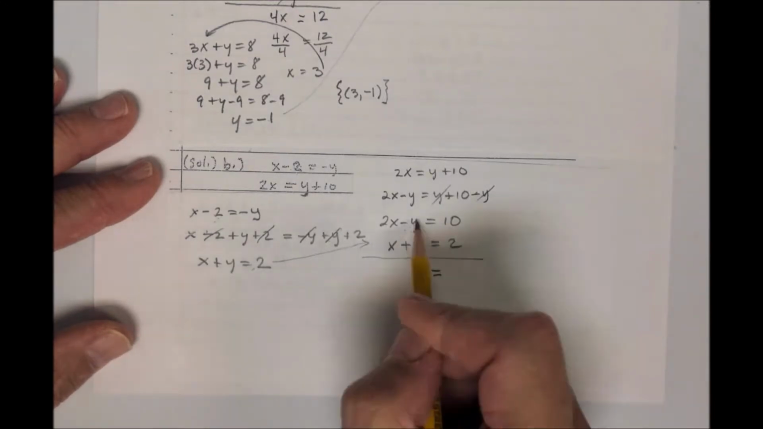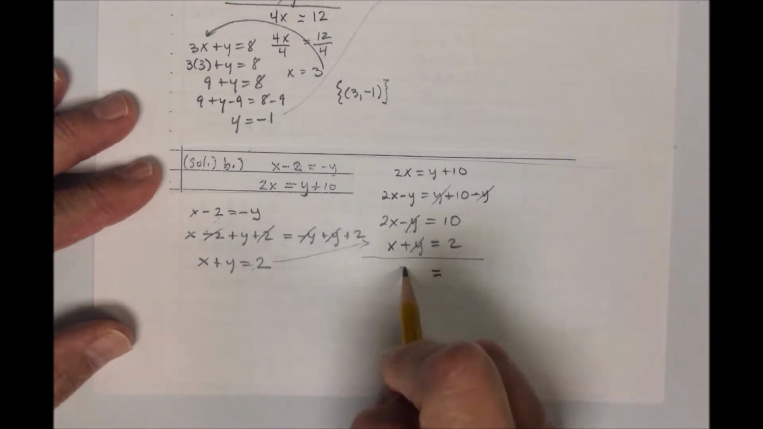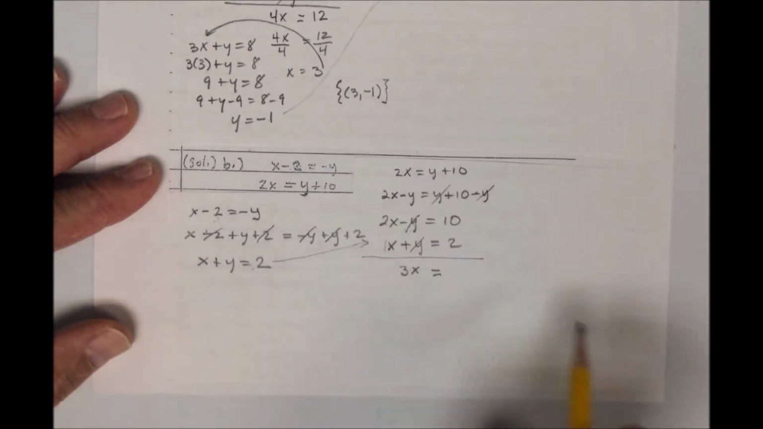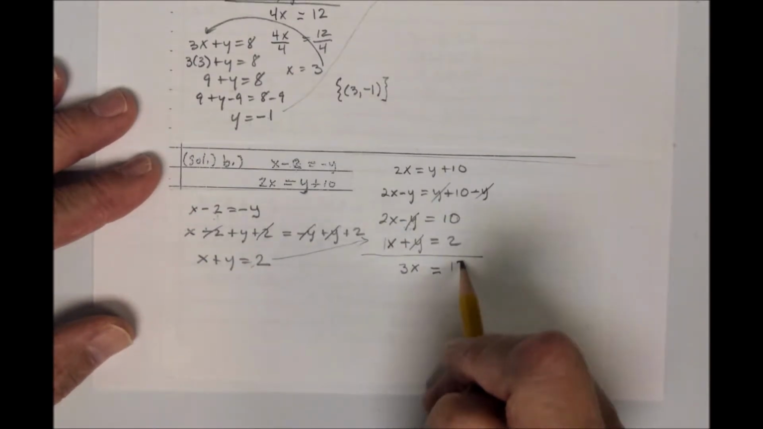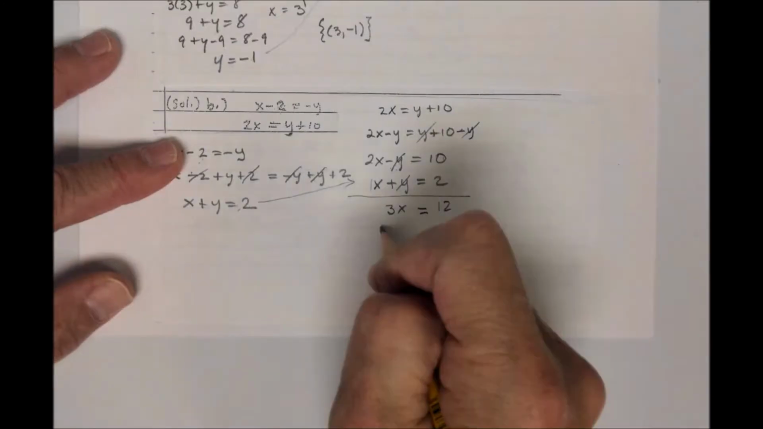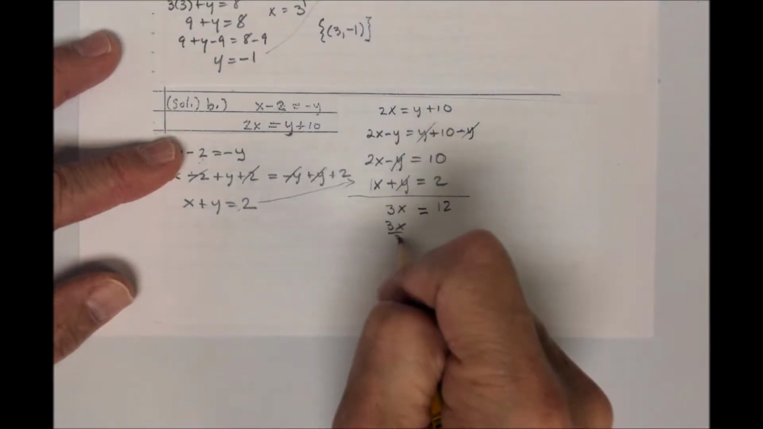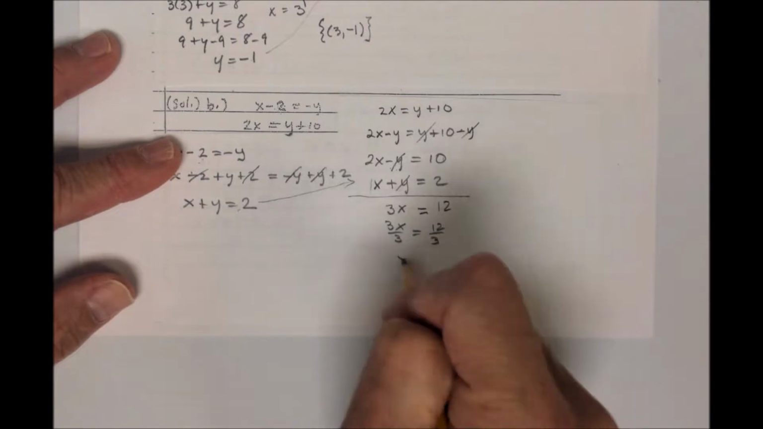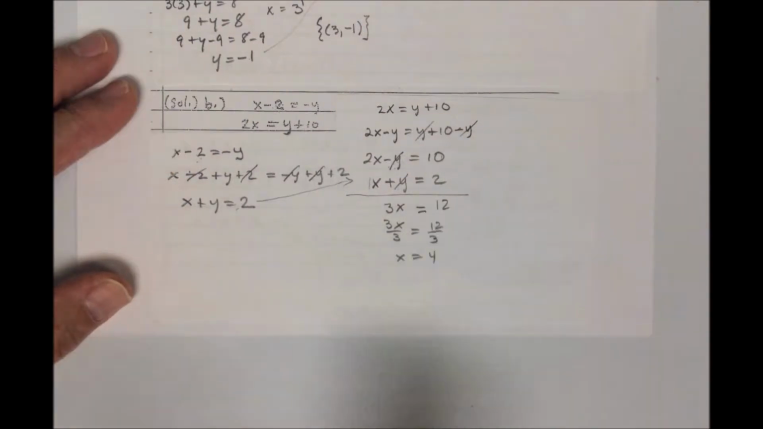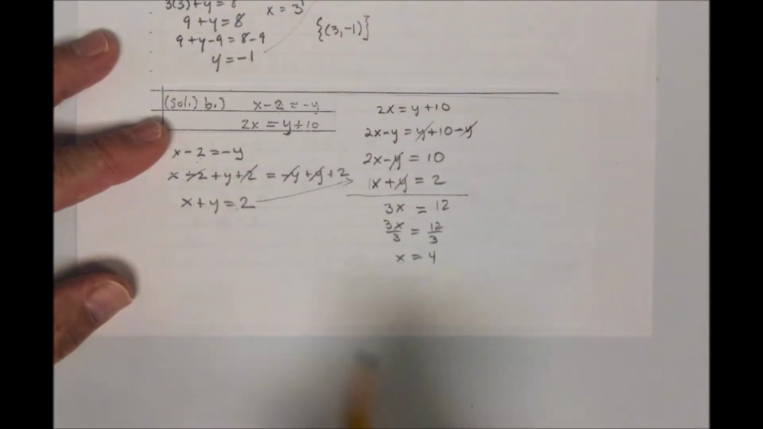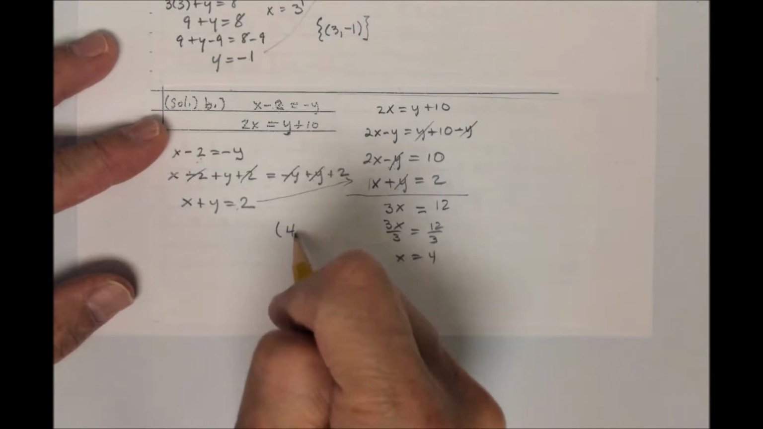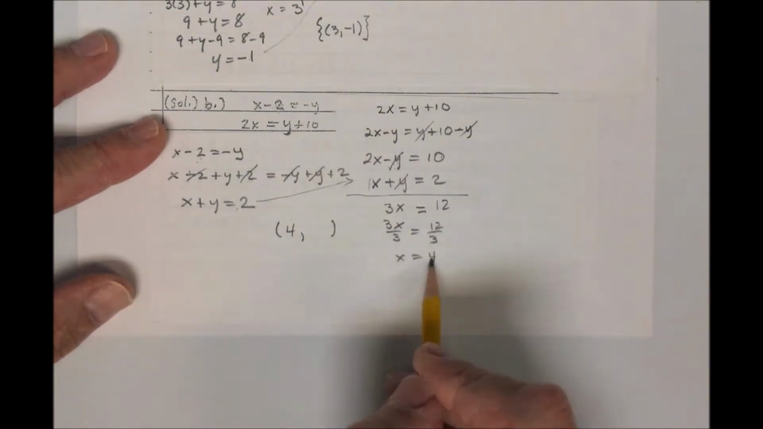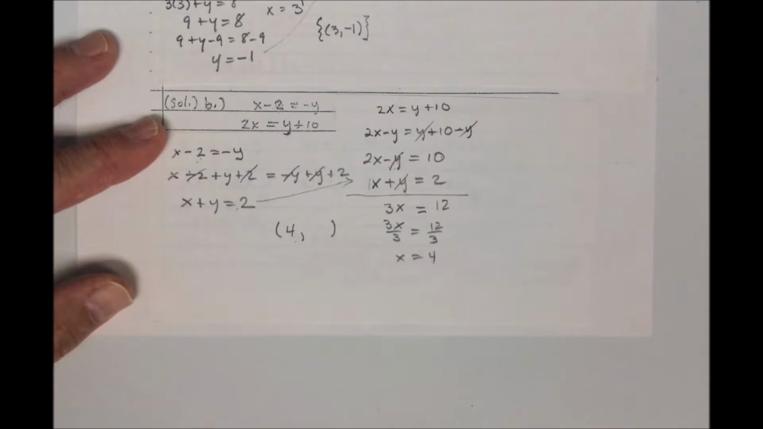On the left sides, combine like terms, the y's cancel, I get 3x, because that's like a 1x. Here I get 12, and now it's easy peasy. Divide by 3, I get x is equal to 4. All right, so that tells me that my answer is going to be the ordered pair 4 comma something. It's the x value, so it goes in the first part of the ordered pair.